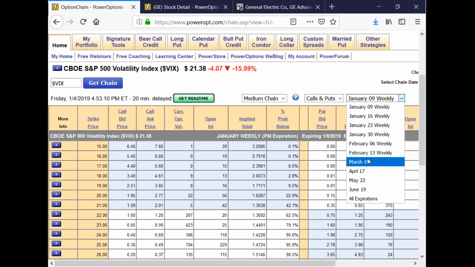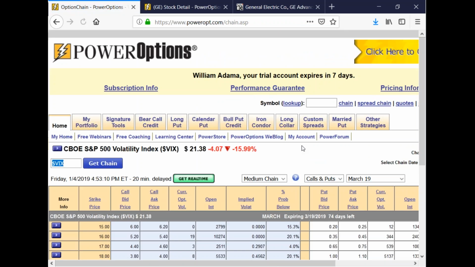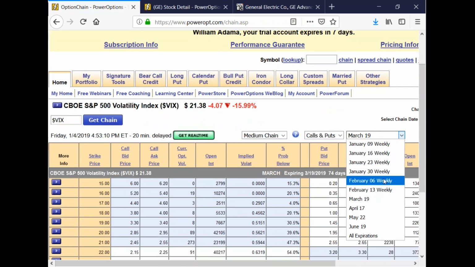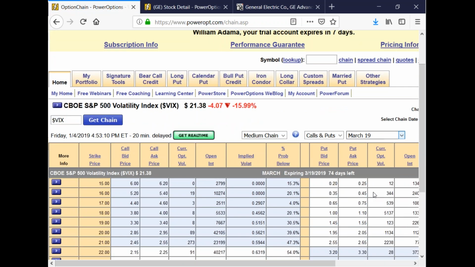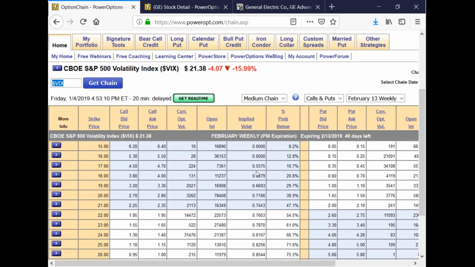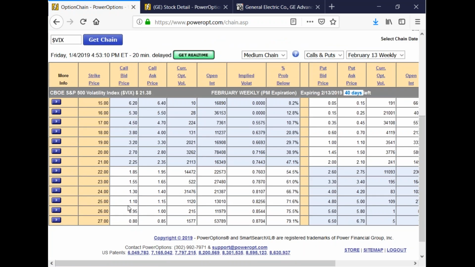But I would probably go out. Would I go out to March right now? I think that's too far. Yeah, that's way too far. Well, it's not really, depending on what can happen. Let me look at February 13th. It's 40 days out. That's pretty good. With the VIX at 21.38 right now, 26 is not bad. That's what I kind of use for a target.